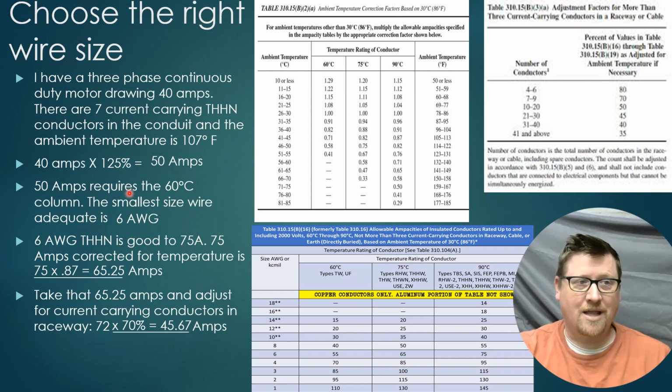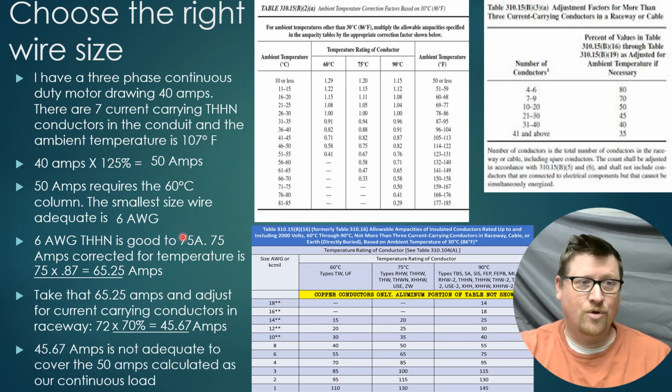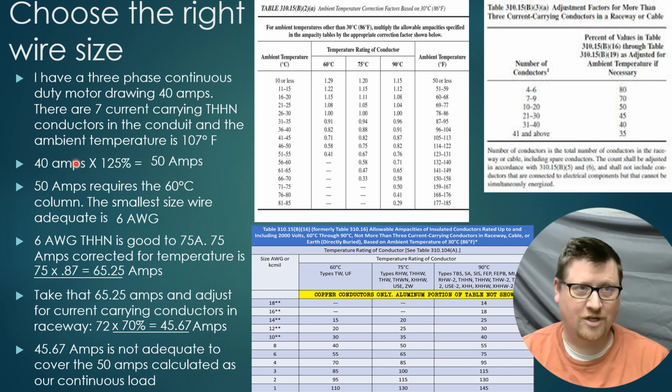Now our calculated amperage that we need for that wire is 50 amps. So although it is over the 40 amps that the motor is actually drawing, because it's continuous duty, we have to select a wire that's good for at least 50 amps. And this wire, after our derating process, after looking at correction factors and adjustment factors, is no longer good for 50 amps. It's only good for 45.67 amps.